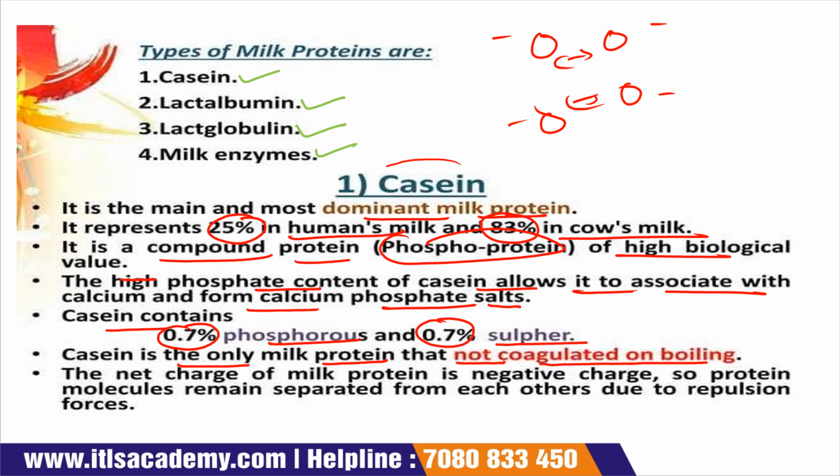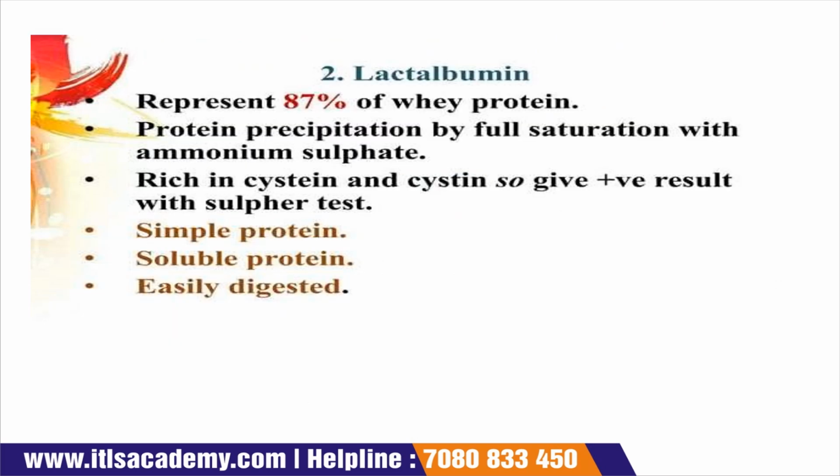See, this casein is the only milk protein which does not coagulate during the boiling. Other proteins like your lactoalbumin, lactoglobulin, and milk enzymes will coagulate. The net charge of milk protein is negative, so protein molecules remain separated from each other due to repulsion forces. Now the next one is your lactoalbumin.